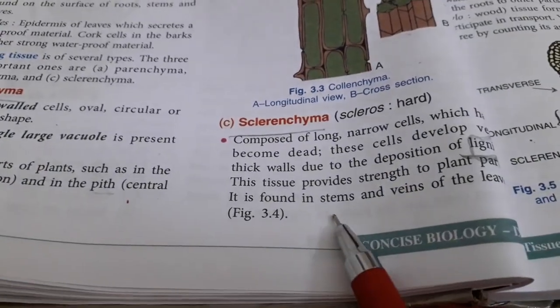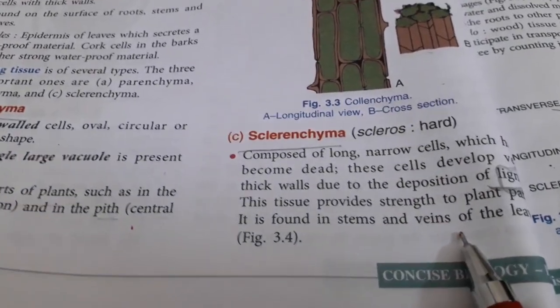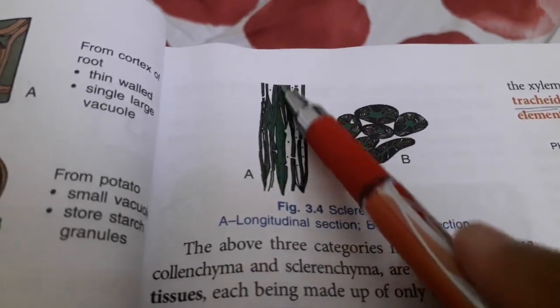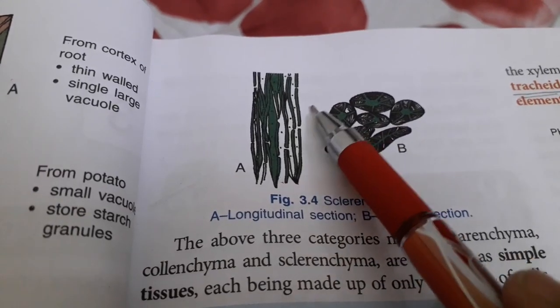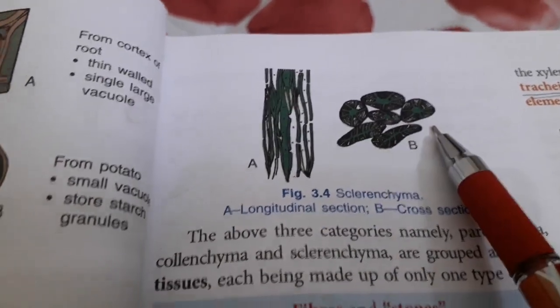Fine, and it is found in the stems and the veins of the leaves. Okay, this is the structure as you see. This is longitudinal. If we cut and see Sclerenchyma cells, the nucleus is absent, and this is the cross section.